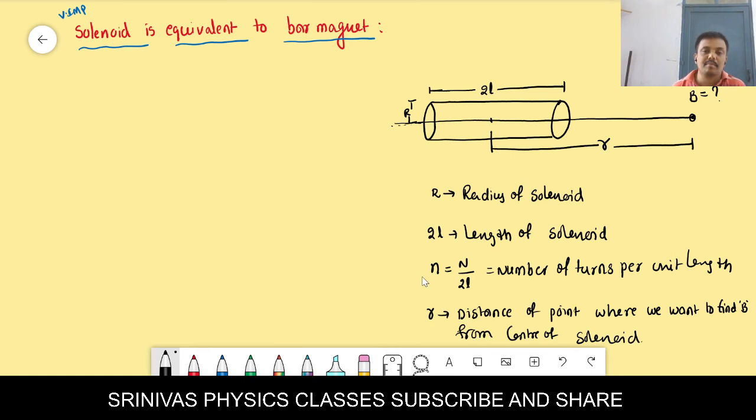Now for this purpose, first we have to take a small part on the solenoid. This is the small part. This small part has a certain thickness dx, and this small part is at a certain distance x.